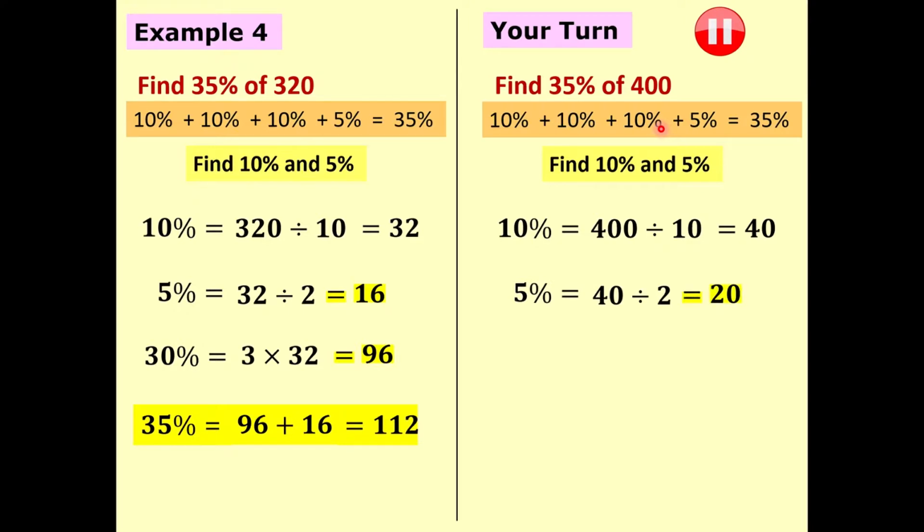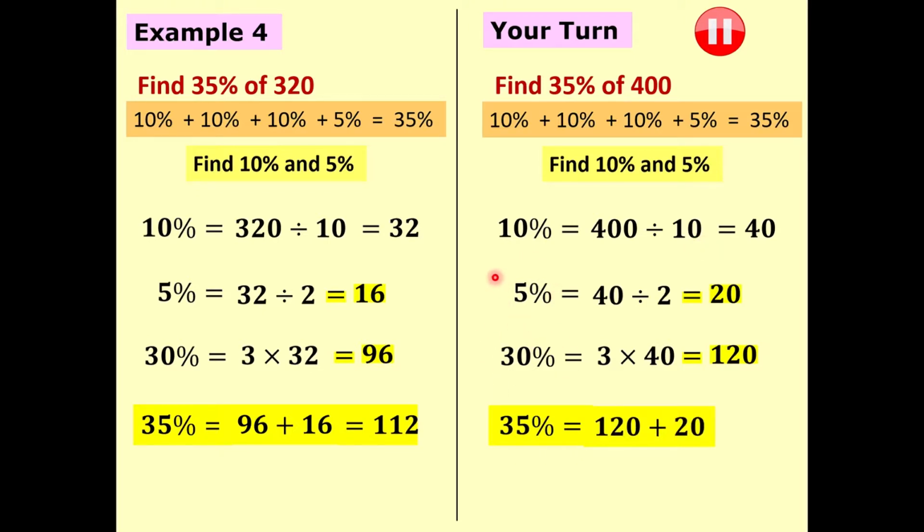Then we're going to find 30%, so we're going to join all these 10% together. So 3 lots of our 10%, so 3 times 40. Make sure you're timesing it by the 10%, not the 5. So 3 times 40 to give you 120. And the last step, to find your 35%, we're going to take our 30% and add it on to our 5% to give you 140.